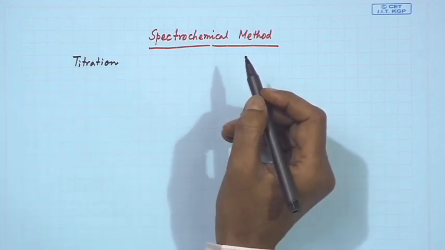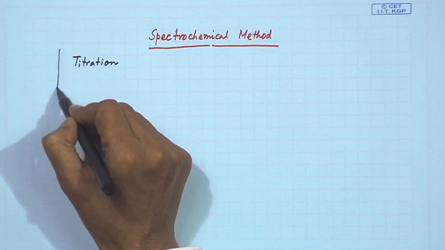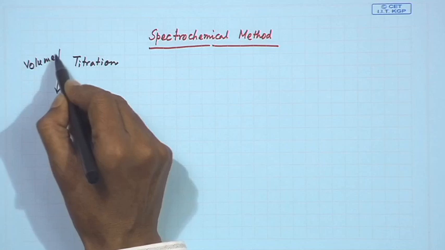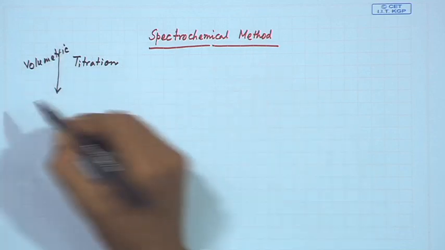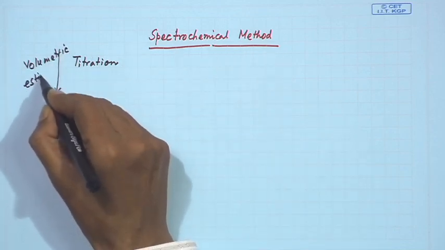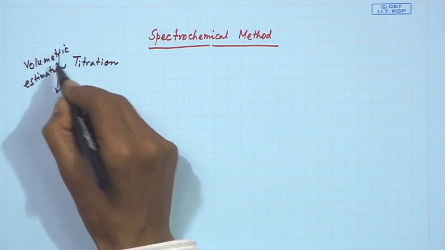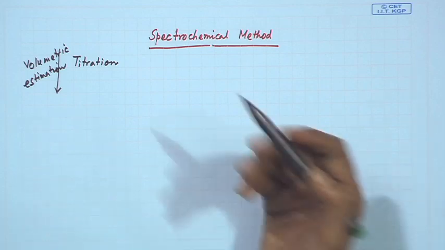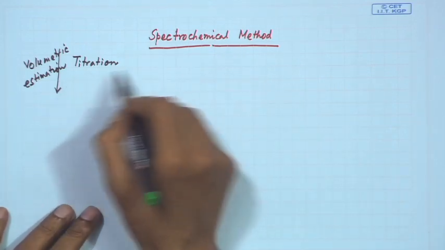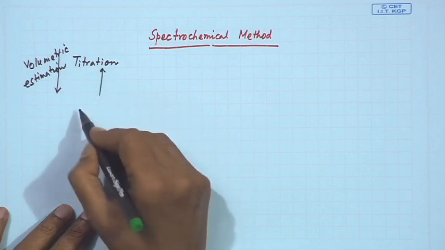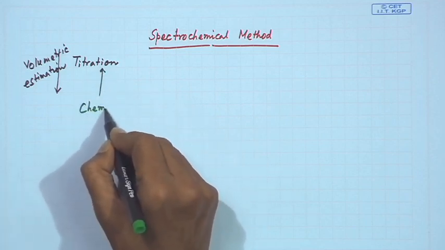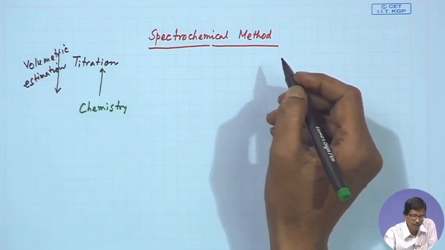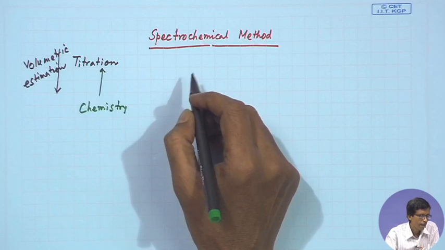titration reaction, how we go for the titration, and as we all know the volumetric estimation is nothing but your titration. Volumetric estimation or the quantitative analysis of any unknown solution is your titration reaction. So, the chemistry which is involved in this particular titration, so we must have the corresponding chemistry involved in this titration reaction.